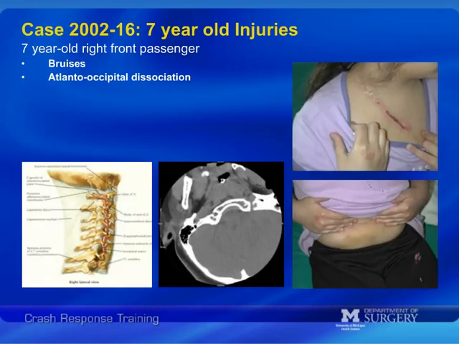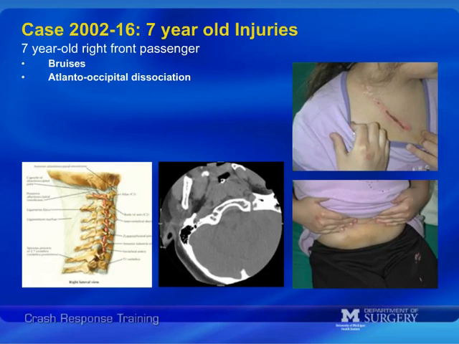You can see here in this series of images that she sustained bruises. You can see the marks left by the shoulder belt here across her right upper chest. She also had a bruise across her lower abdomen and pelvic region from the lap belt portion. Now, interestingly, this child, when she came in, had some neck pain. We got x-rays, which were negative. She continued to complain of pain, so we got flexion and extension x-rays, which were all negative. We got a CT scan, which was negative, and she was sent home.